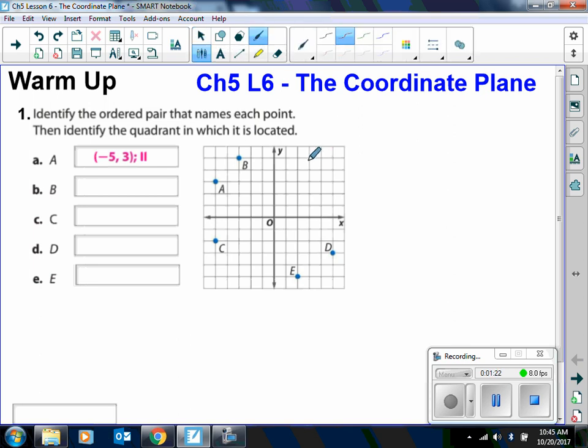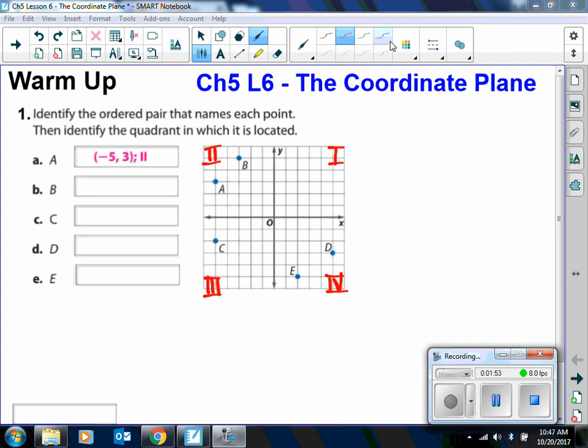Now let me just tell you the quadrants here. This is the first one. This is the one that you guys started with. This is quadrant 1. And when you write your quadrants, you write them in Roman numerals. Okay? So that's quadrant 1. Then over here, this is quadrant 2. And then over here, this is quadrant 3. And then finally, quadrant 4.